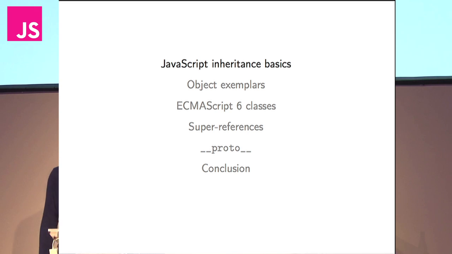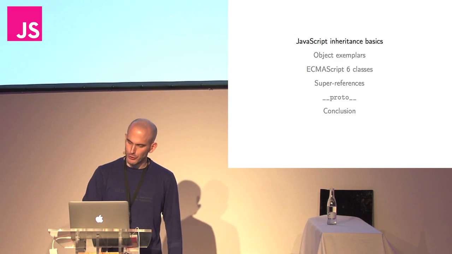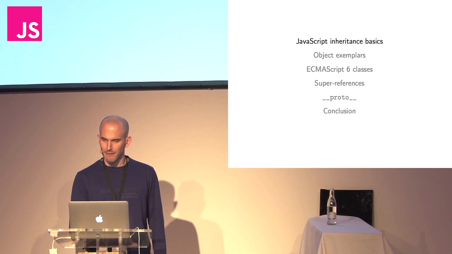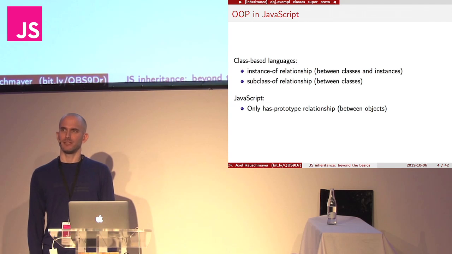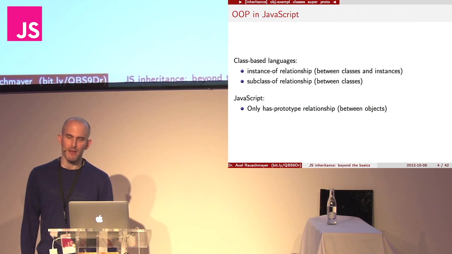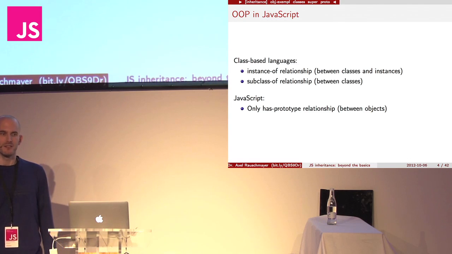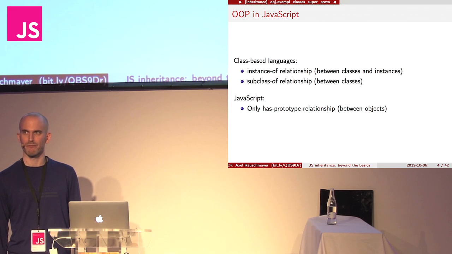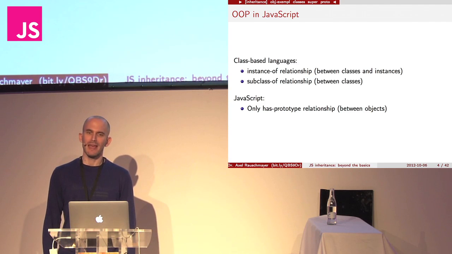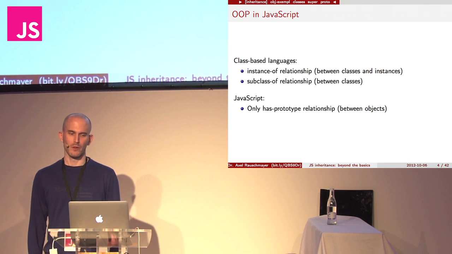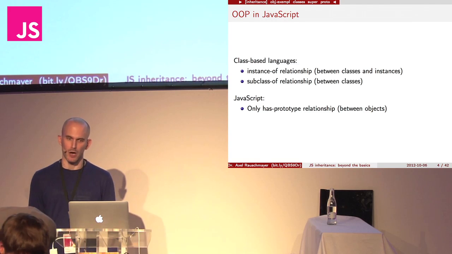Let's first take a very quick look at the JavaScript inheritance basics. And you should already know those basics, but it never harms to take another look. In class-based languages, you have two relationships. You have the instanceof relationship between classes and instances, and you have the subclass of relationship between classes. And JavaScript makes do with only one relationship and with only objects. So you only have the has-prototype relationship, and that relationship is always between two objects.